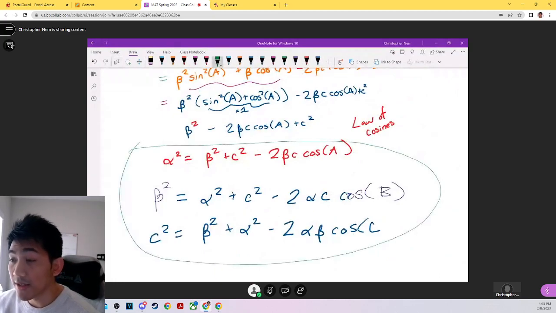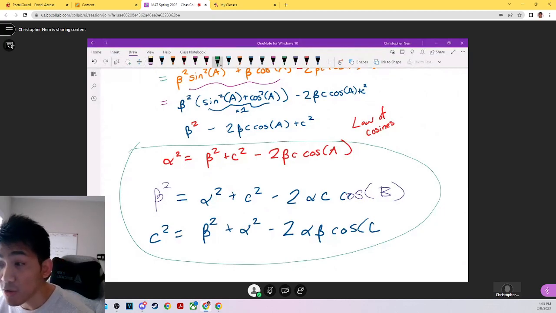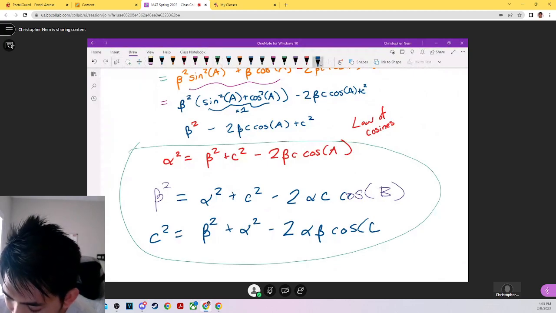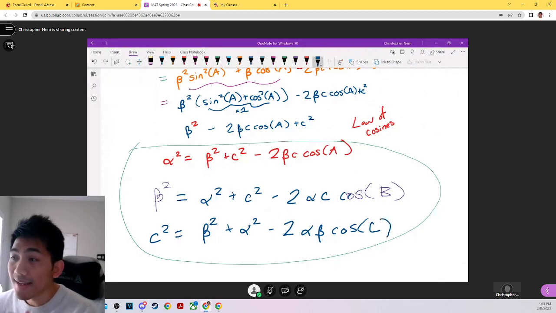It's very easy. So the idea is that whatever side you're working with is being squared, and then you're going to have cosine of that angle opposite, or where the side is opposite of that angle. So if I'm using alpha squared, I'm going to have cosine of A. If I'm using beta squared, I'm going to have cosine of B. If I'm using c squared, I'm going to have cosine of C. Very easy to remember.